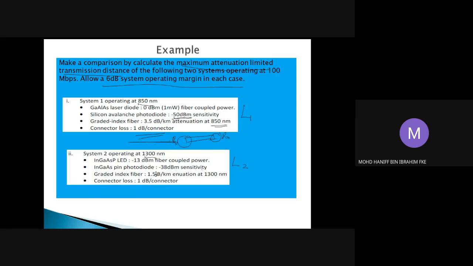Okay, so let's have a look at system number 1, the value of L1, or the maximum allowed distance. From what we have learned before, from the equation for the power budget, the transmitted power must be at least equal to the received power.